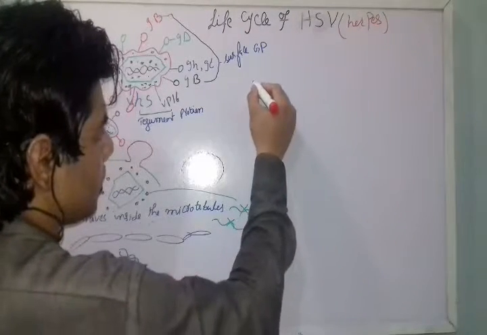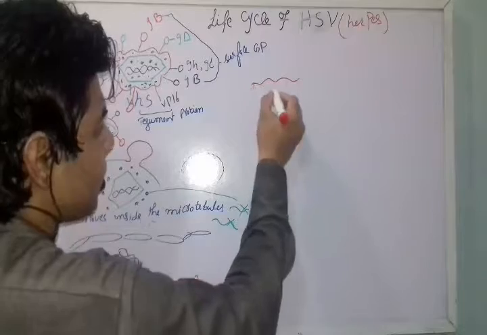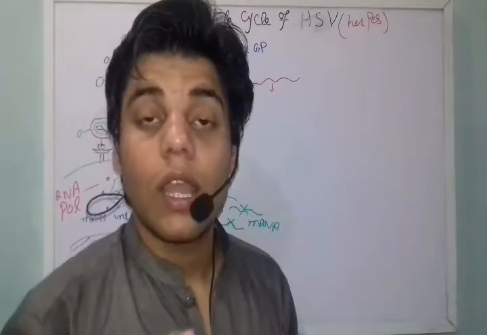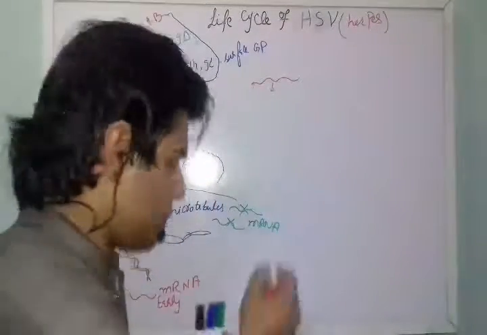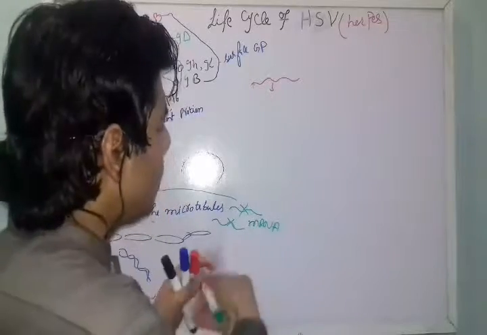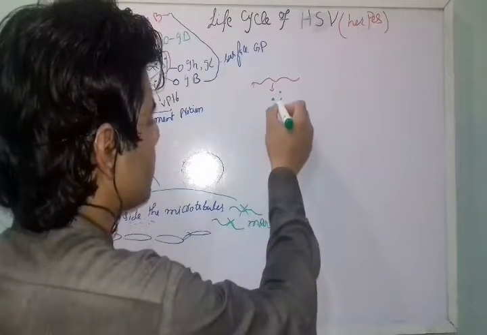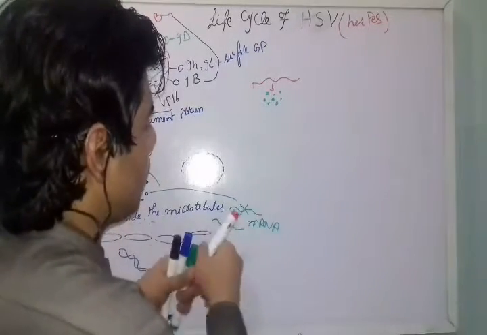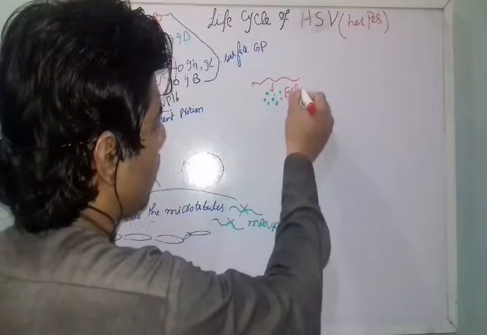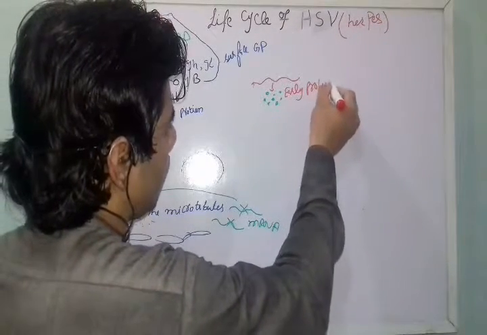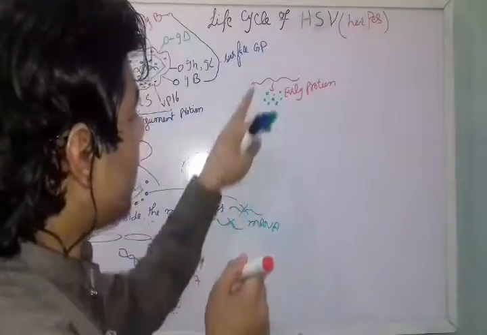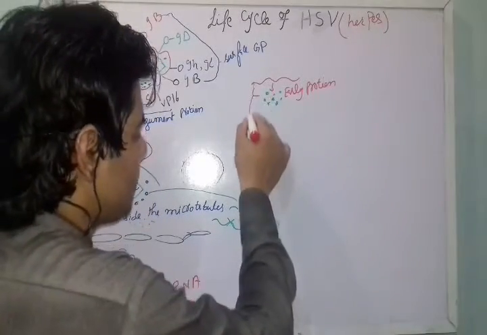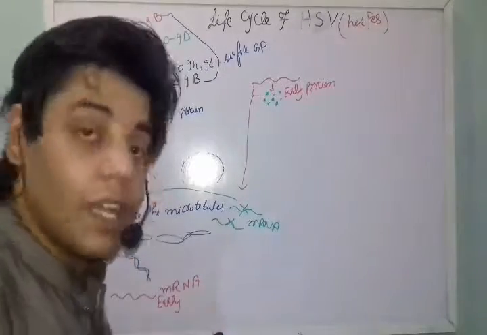Let's suppose this is the early messenger RNA. After that the translation process will occur, and then we get the proteins. But these proteins are called early products, or early proteins. These early proteins and messenger RNA will again be taken inside the host nucleus.